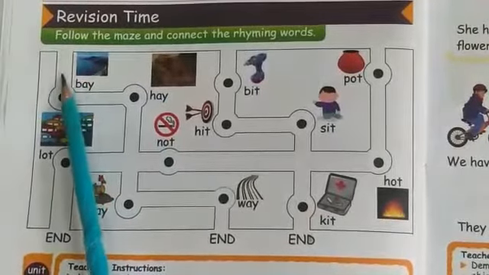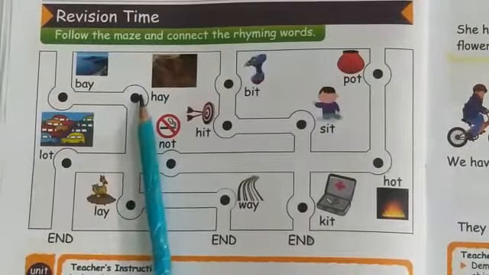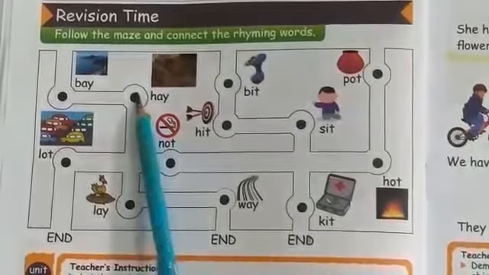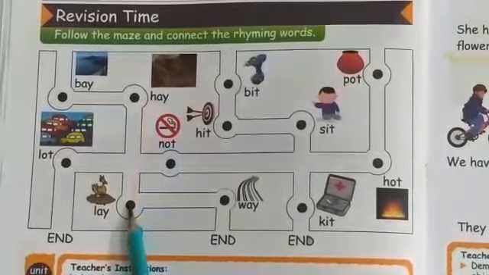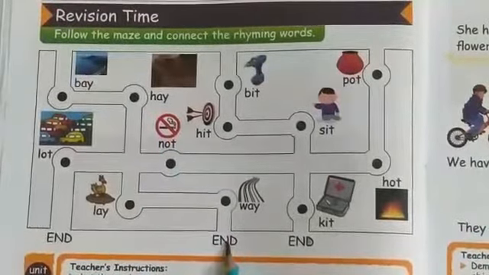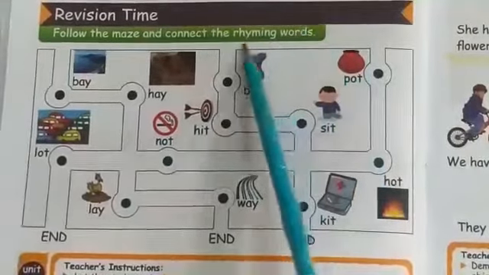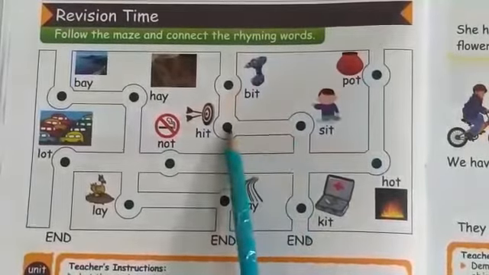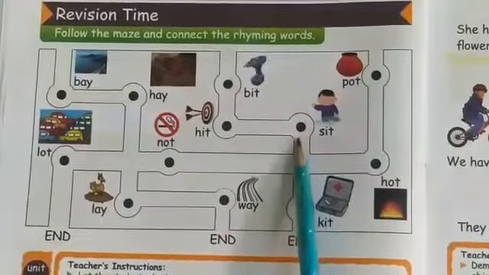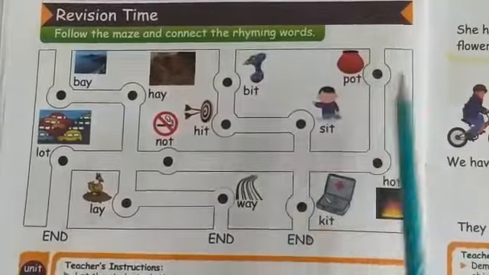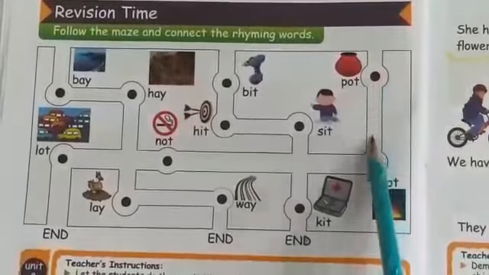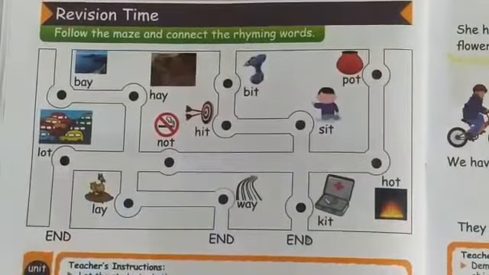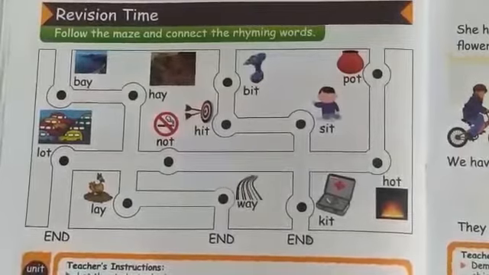If you enter from here, be, hey, that is done. And after that, be, hey, and you have to come here, lay, and there we have way, and it ends here. In the same way, if we start from here, bit, then we have hit, sit, and kit, and it ends here. Now look at the next one: pot, hot, not, lot, and it will end here. So it's very interesting. So you have to do it by yourself.